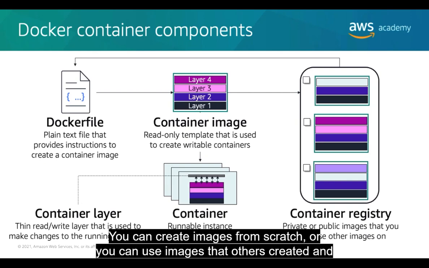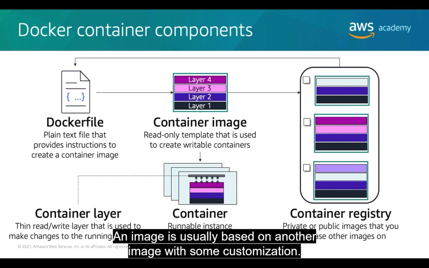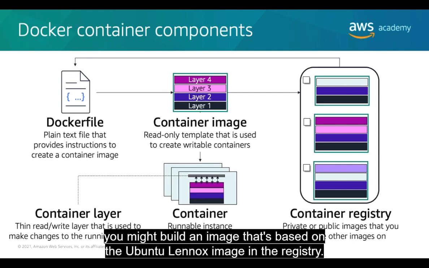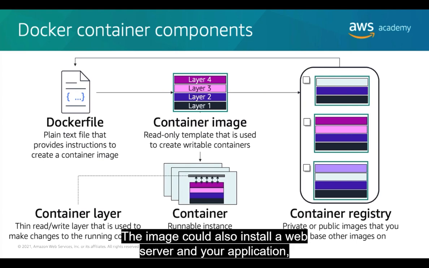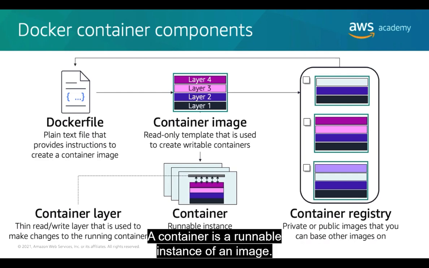You can create images from scratch, or you can use images that others created and published to a public or private container registry. An image is usually based on another image with some customization. For example, you might build an image that's based on the Ubuntu Linux image in the registry. The image could also install a web server and your application in addition to the essential configuration details to make your application run. A container is a runnable instance of an image.